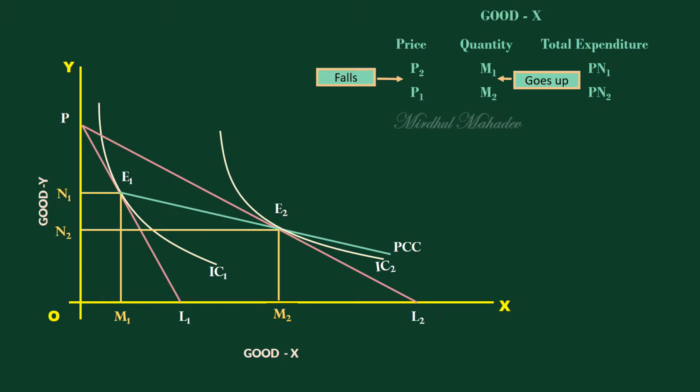The price falls from P2 to P1. The total expenditure increases from Pn1 to Pn2. You must understand Pn2 is greater than Pn1. As the total expenditure increases with a fall in price, the demand is relatively elastic. A downward sloping price consumption curve tells us that good X is facing relatively elastic demand.